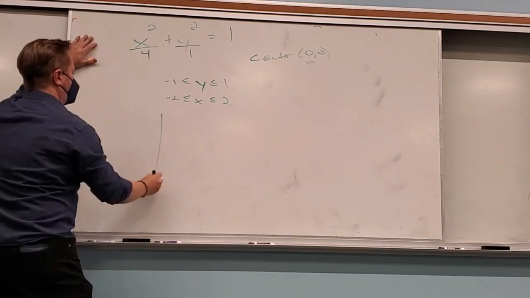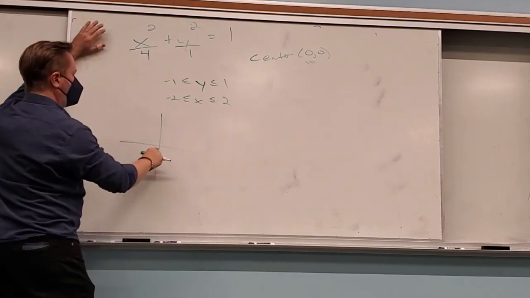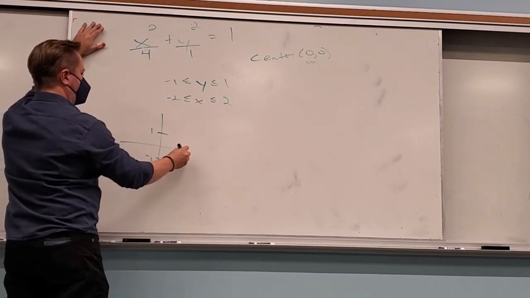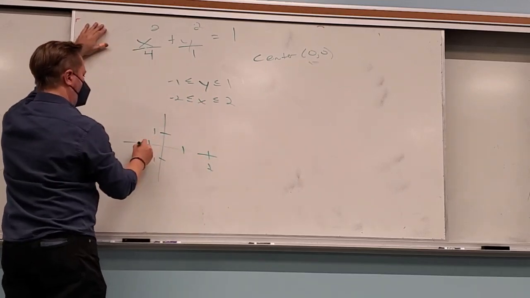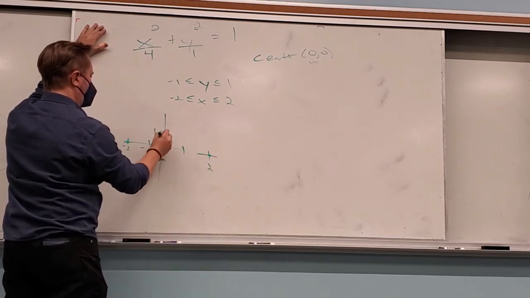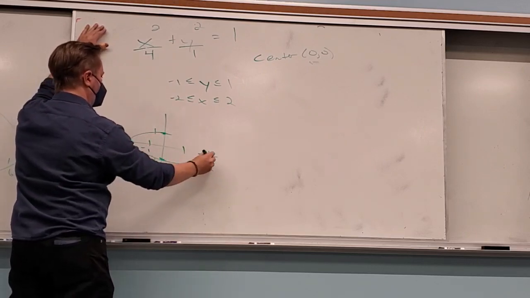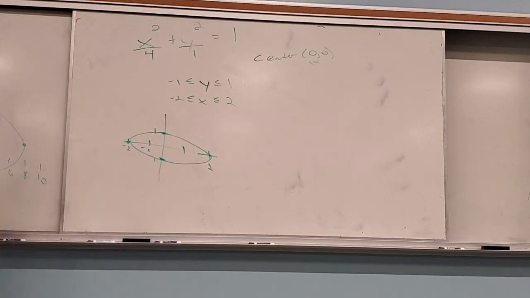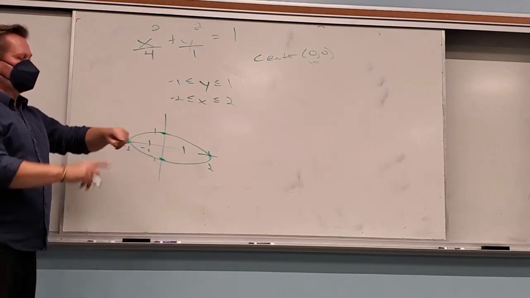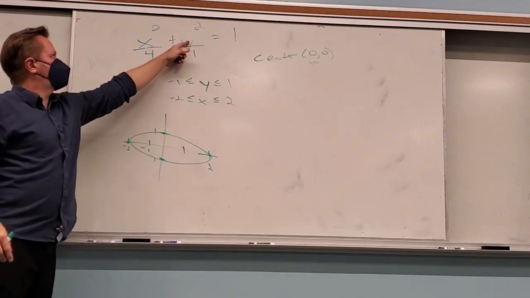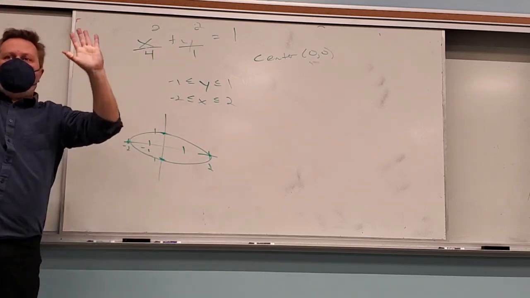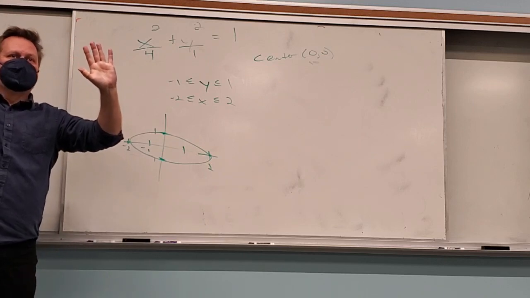So what does this thing look like? Center is 0, 0. I go up and down 1. And I go out 2. Please understand how simple ellipses are. That's all there is to them. What's the number with the x? Square root that, that's how far I go in the x. What's the number with the y? Square root it, that's how far I go in the y. It's almost too nice to believe.